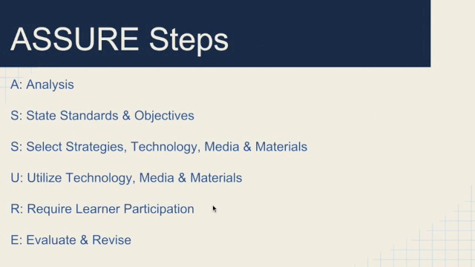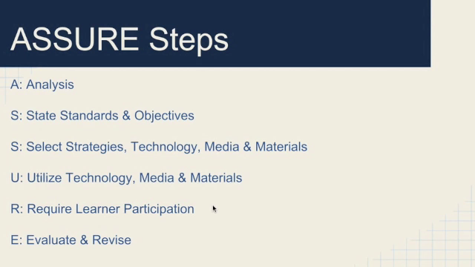The Assure model contains 5 steps. Step 1 is analysis. This is the step where you identify the instructional problem, the goals and objectives you want to set for your learners. Step 2 is where you state your standards and objectives. What standards your unit aligns with, and what objectives you want your students to master.